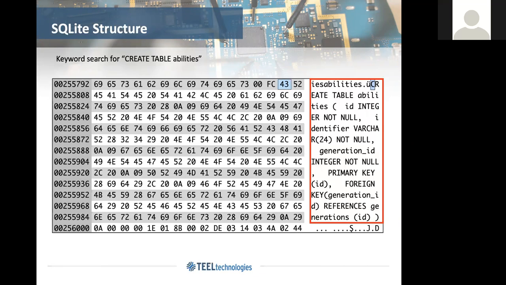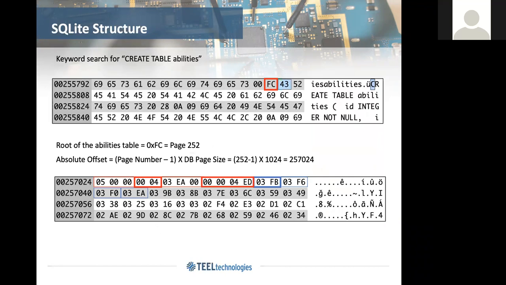From here, you're going to go to that same portion in HEX. Because of the structure, we're going to be looking at 1 byte of data, which is that FC. FC is going to tell us the root of the abilities table. That 1 byte is going to give us the page number on where we can find the root of our abilities table.